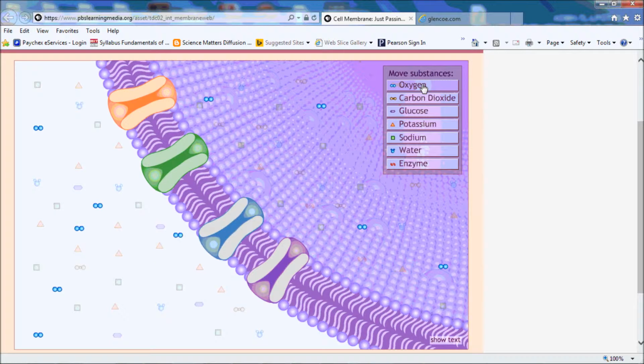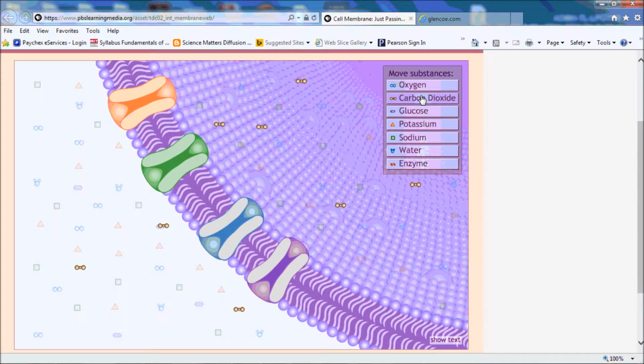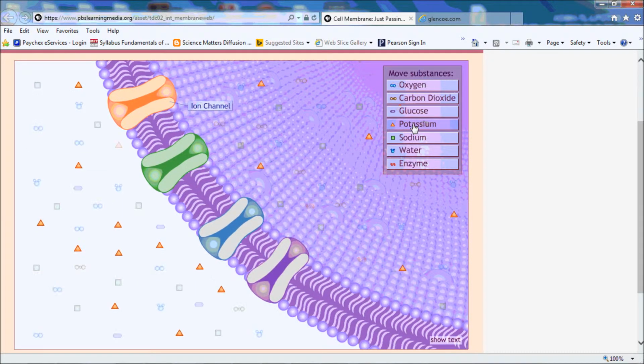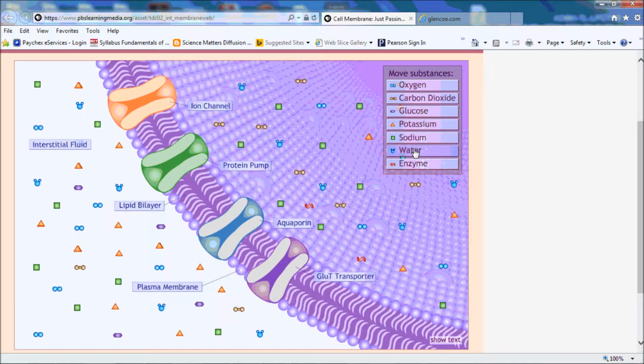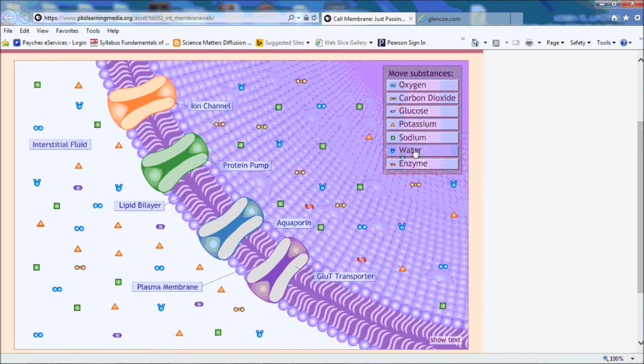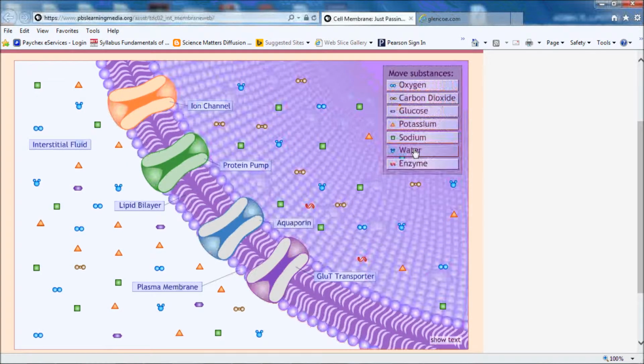Oxygen is small because it's going through the phospholipid. Carbon dioxide also small. Glucose, large because it's going through the protein. Potassium, also large because it's going through the protein. Now water, I want you to make a decision about water. Now, my students always say both, and it's not both. It's either small or large.